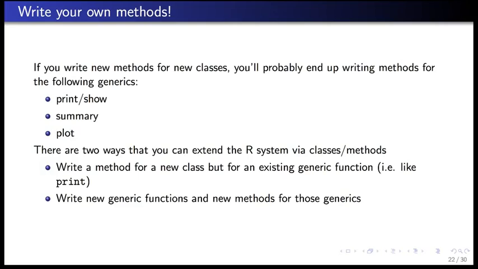And so there are two basic ways that you can extend the R system using classes and methods. We can write a method for a new class, but for an existing generic, so something like print or show, or you can write new generic functions and new methods for those generics.